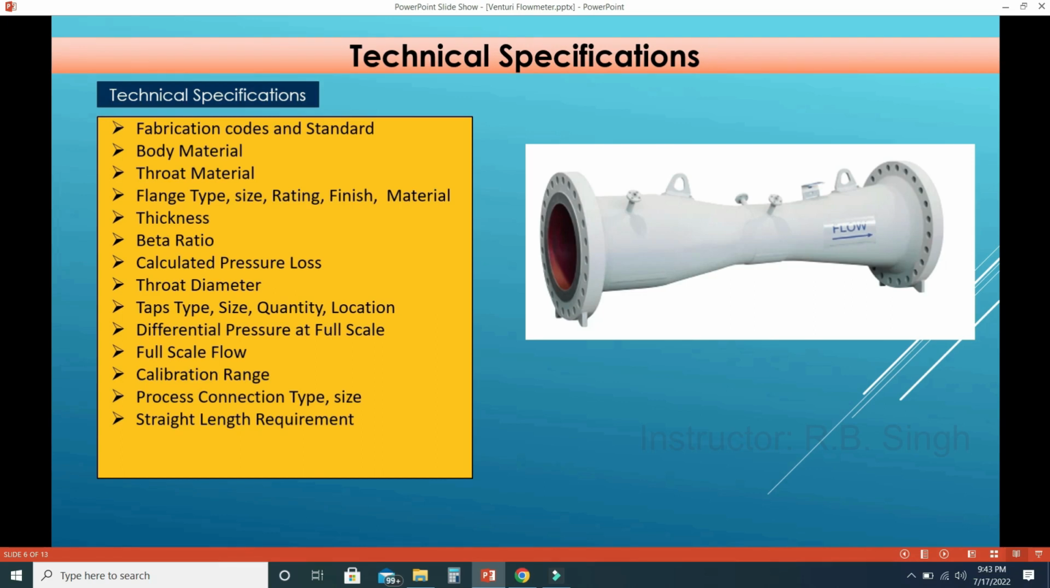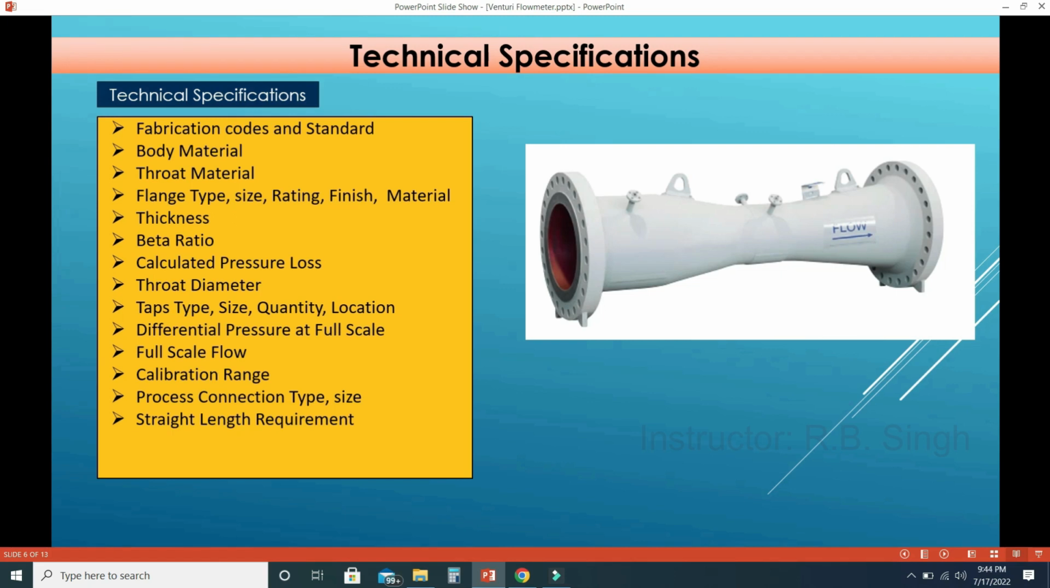Fabrication codes and standards. Generally we follow different types of codes and standards, sometimes as per client requirement, but some international standards are there to follow. For a Venturi meter we can follow ISO 5167-4, which is used for orifice and other differential pressure type instruments. So dash 4 is for the Venturi meter. So, fabrication codes and standards.